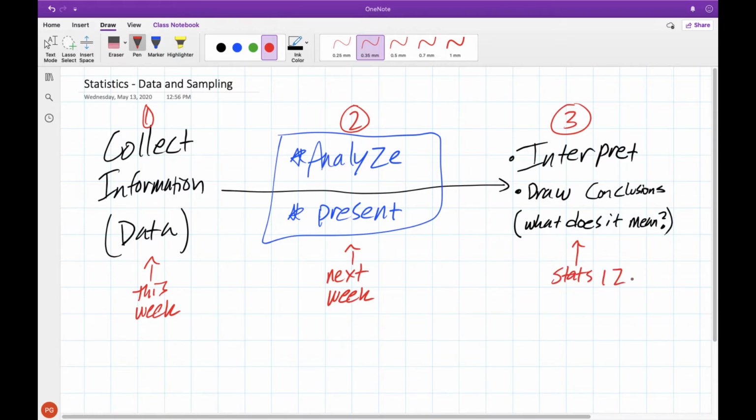Interpreting your data and drawing conclusions can be really tricky, and this is something that gets really emphasized in Stats 12. So Statistics 12. If this is the kind of stuff that interests you, I would really encourage you to take this course when you get to upper grades.